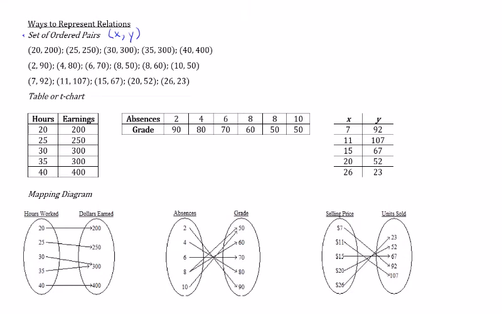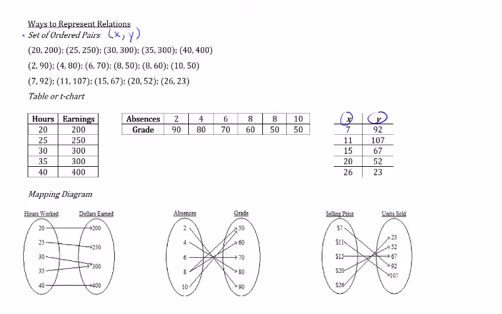Okay, then you could have a table or a chart, right? So here we have hours in one column and earnings in the other column. So if you work 20 hours, you make $200, or something to that extent. Here we have a horizontal table instead of a vertical table. So now the inputs are in the first row instead of the first column, and the outputs are in the second row instead of the second column. And then here we have a T-chart, which is basically a table, but maybe not as formal.